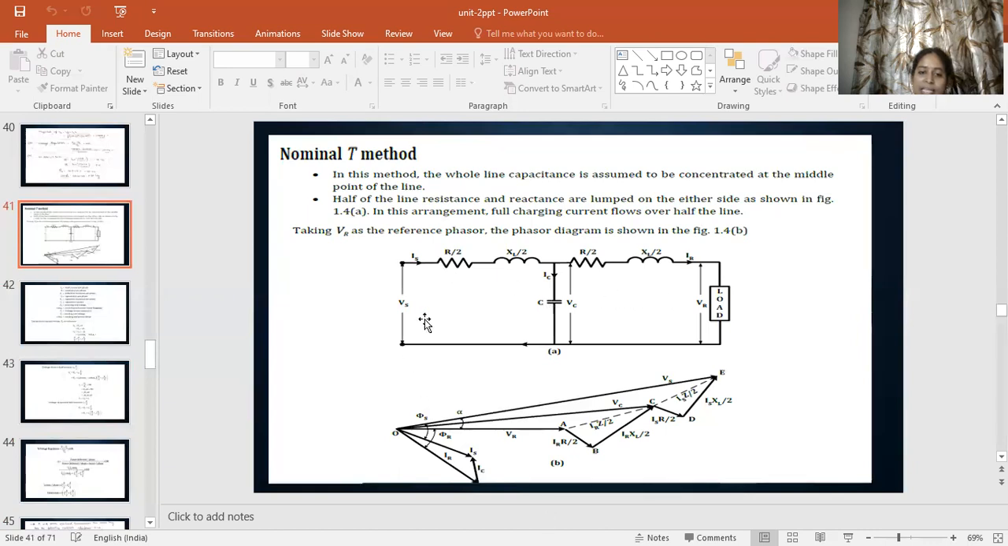the same currents are flowing here, IS, IR and IC. IS is nothing but the sending end current, so with respect to Vs and Is, an angle of phi s you can draw here, and with respect to Vr and IR at an angle of phi r we can draw here. And IC is a capacitive current that is 90 degrees with respect to the voltage Vr, and that can be represented here. This is the phasor diagram for the nominal T method, and based on this we can derive some equations for the sending end voltage and sending end current, and for finding the voltage regulation and efficiency.